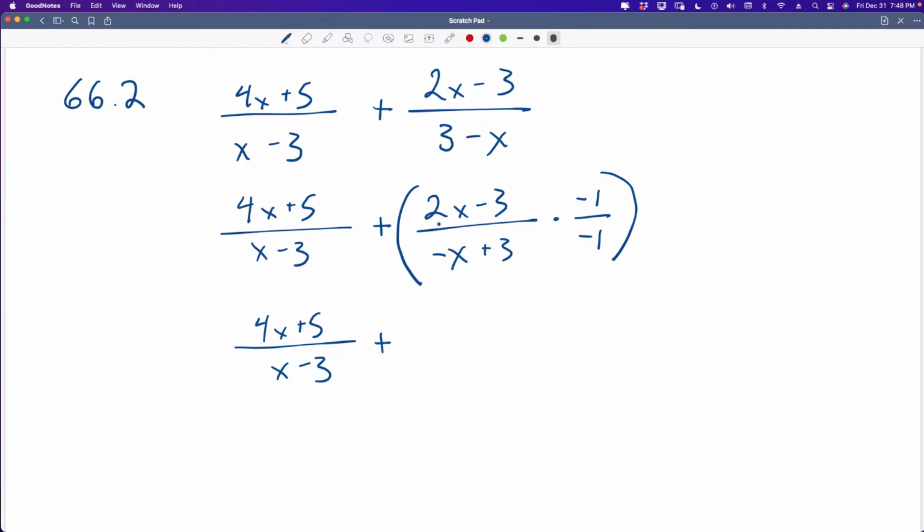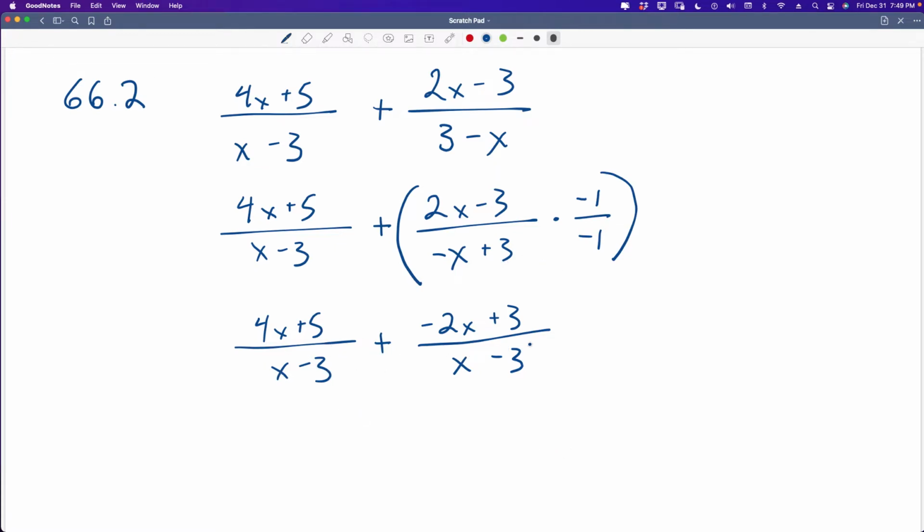This becomes negative 2x plus 3 over positive x minus 3, right? Negative, positive becomes negative, negative becomes positive, negative becomes positive, positive becomes negative. Okay? Easy peasy. You guys can do this.